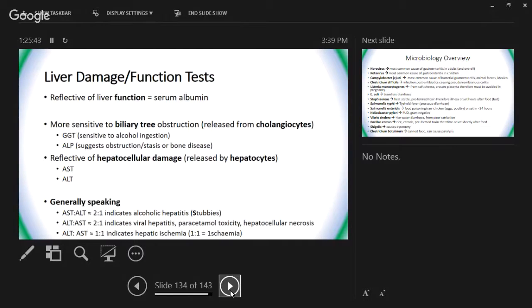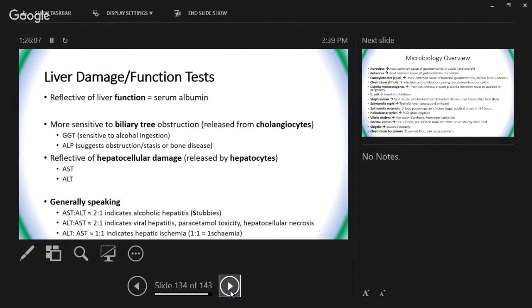I know GGT also goes up in alcohol ingestion. ALP, I don't know that. ALP, like Australian Labor Party. Some people say, oh, I'm not getting political, but some people say they actually use social spaces.